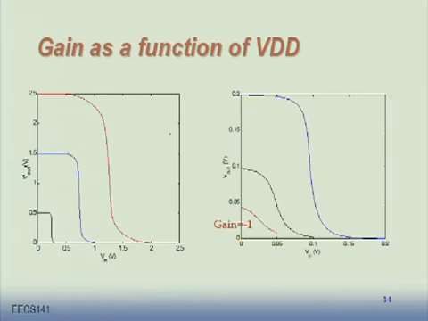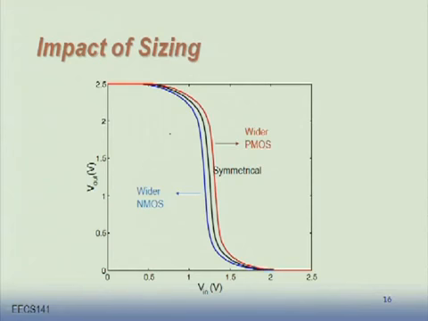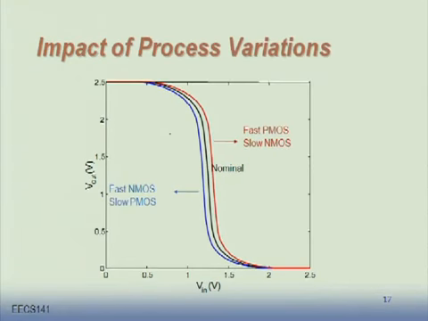Okay, fair enough. So here is a simulated VTC. Here is another thing. Here is the impact of sizing, wider PMOS, wider NMOS. We have talked about that. Now, process variations will do approximately the same thing to you. And that is one of the significances of this: what if a typical gain of an inverter in a typical process is 5? What is the worst case gain going to be?